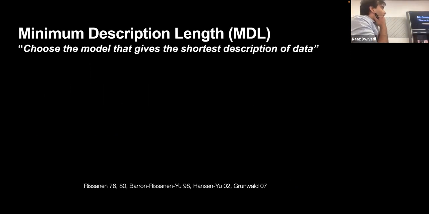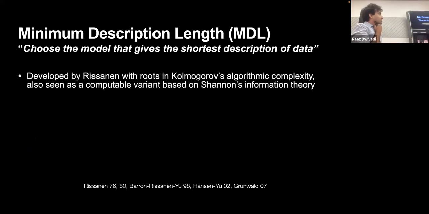The principle is simple: choose the model that gives the shortest description of data, instead of the simplest model. Now we have shortest description coming into the principle. And as I think the previous talk said, it is very closely connected to Kolmogorov complexity, as it's often seen as a computable version of Kolmogorov's complexity using Shannon's information theory.